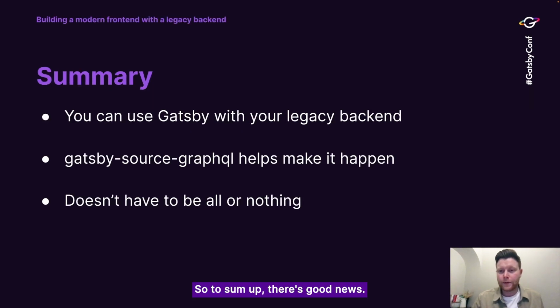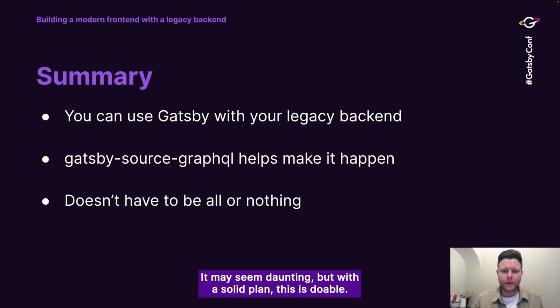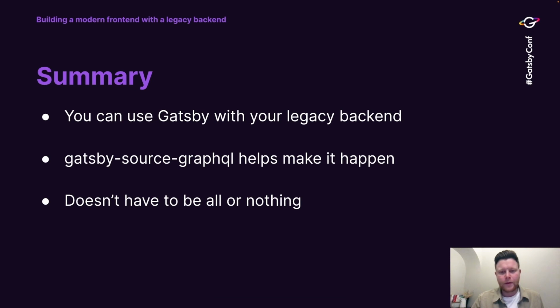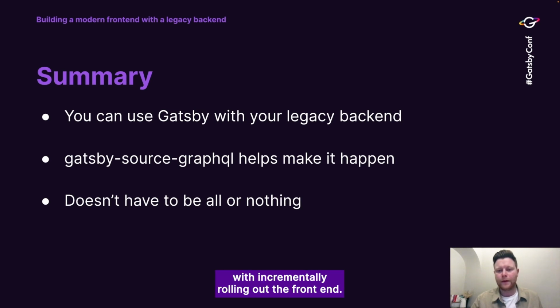So to sum up, there's good news. It's definitely possible to use a legacy backend with Gatsby. It may seem daunting, but with a solid plan, this is doable. With the Gatsby source GraphQL plugin, you do have to be mindful of build times, but as we've seen with what Tom's talked about, there are techniques to reduce this. And lastly, you can make incremental changes, and you can improve things in the future. You can even go one step further with incrementally rolling out the front end. For example, starting with the blog.